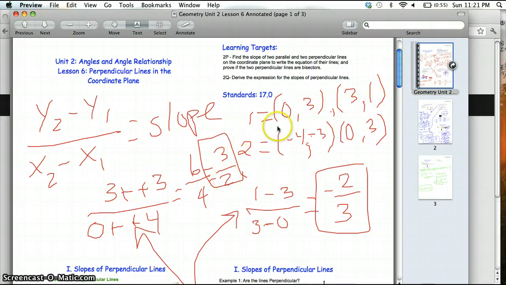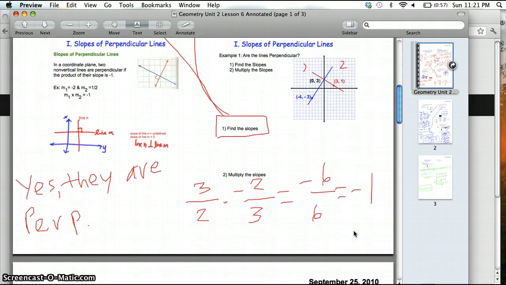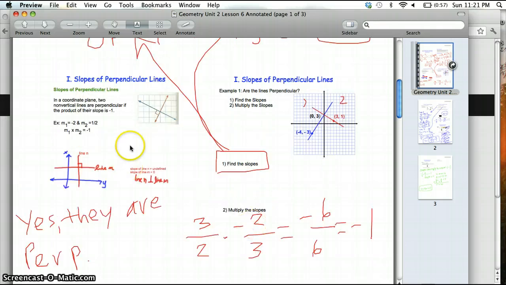Now let's look at line 1. Our points are (0, 3) and (3, 1). So 1 minus 3, and 3 minus 0. So our slope is 1 minus 3 is -2, and 3 minus 0 is a positive 3. So the slope of line 1 is -2 over 3. Now, let's go down here. The slope of line 2 was 3 over 2, and the slope of line 1 was -2 over a positive 3.